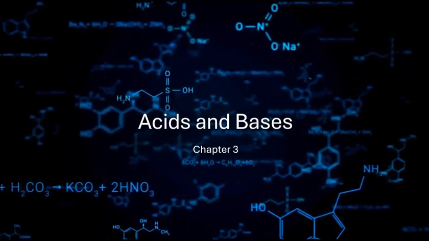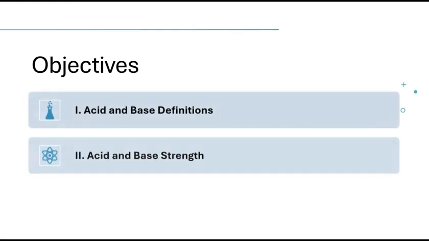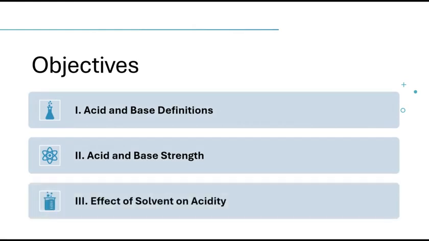Acids and Bases, Chapter 3. Objectives. 1. Acid and base definitions. 2. Acid and base strength. And 3. The effect of solvent on acidity.